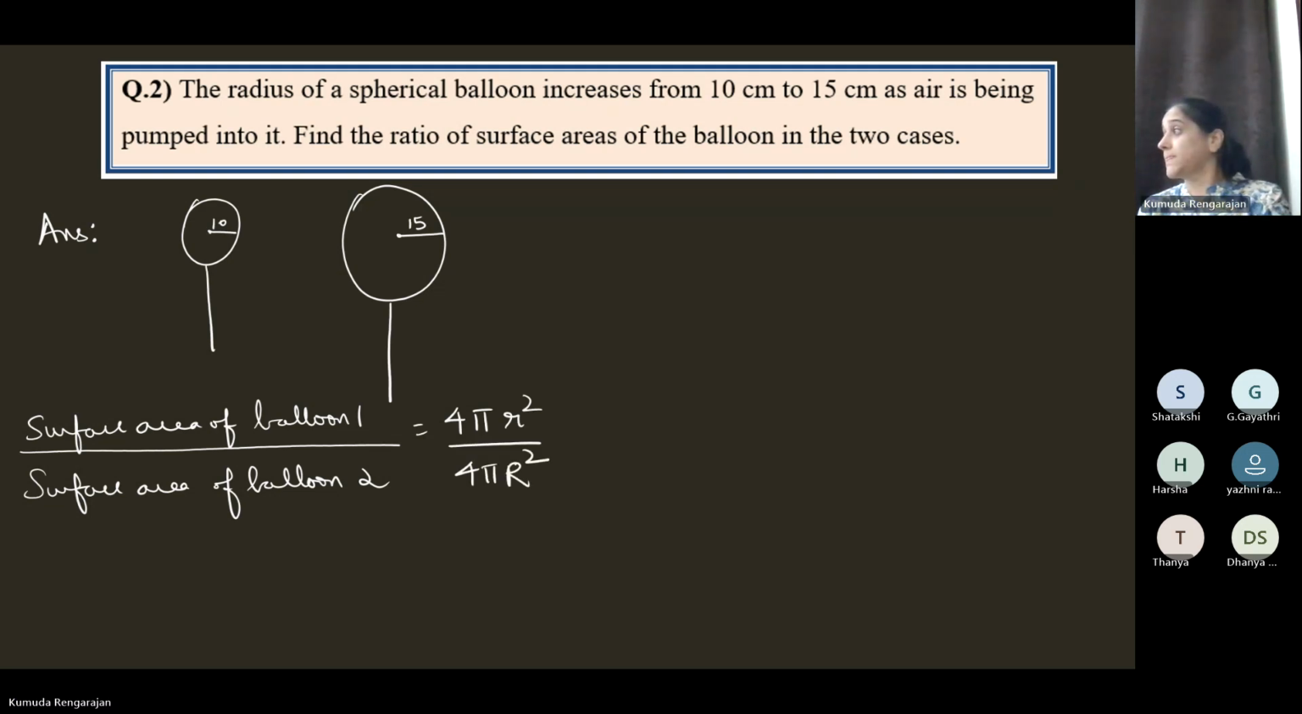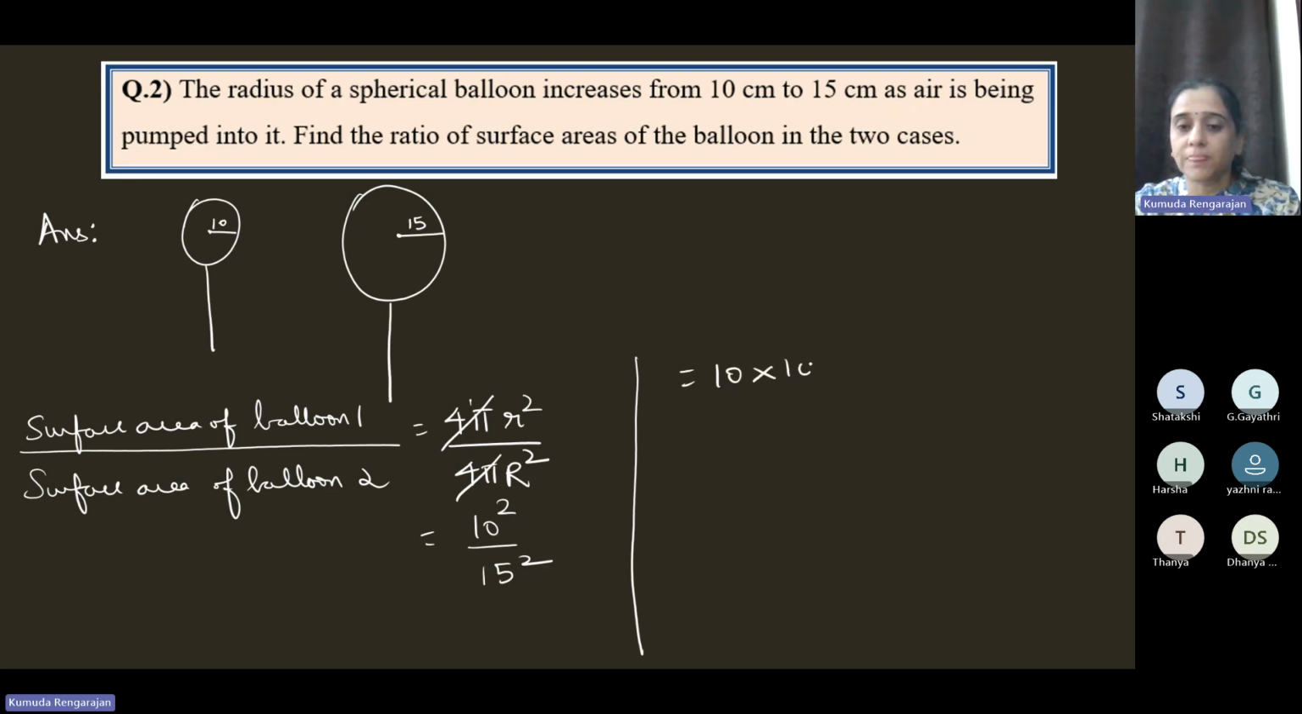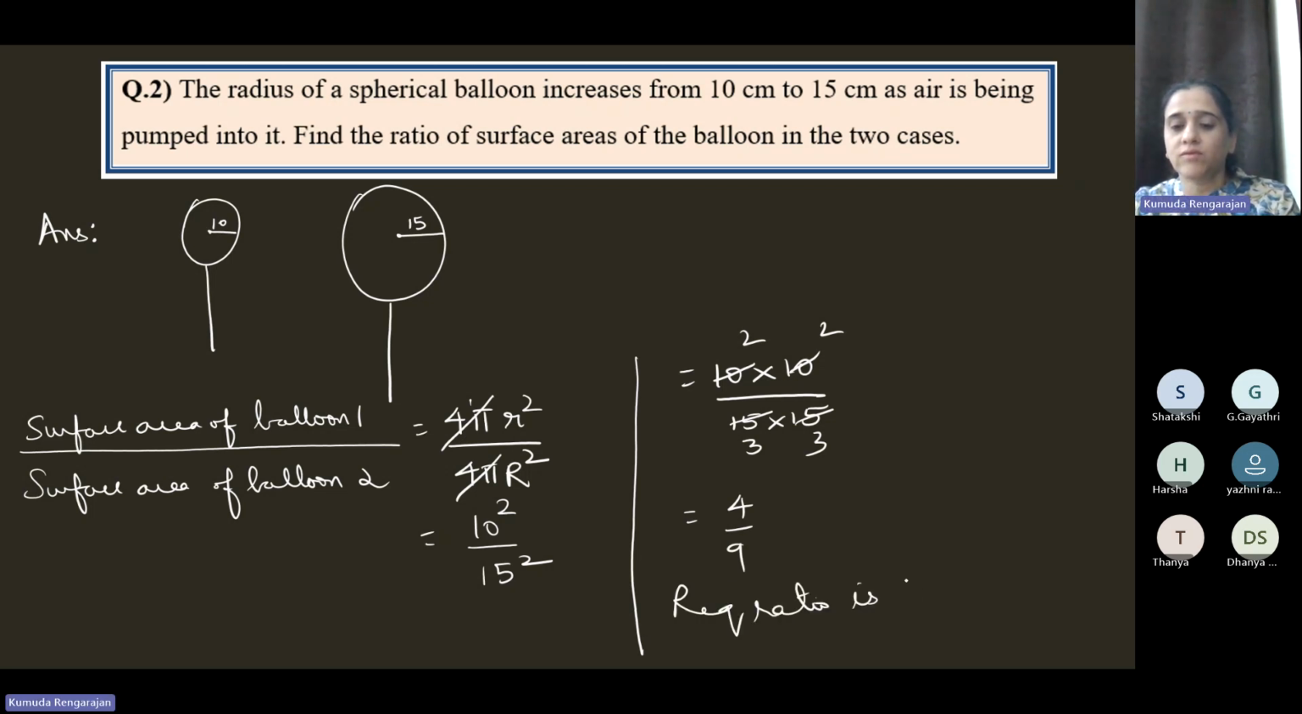Is this correct? Ratio of the surface area. So 4 pi r square by 4 pi r square. Correct? 10 square by 15 square, correct? So 10 square means 10 into 10. And 15 square is 15 into 15. 5 2 times, 3 times, 2 times, 3 times. So what's the required ratio? 4 by 9. So required ratio is 4:9. Good.